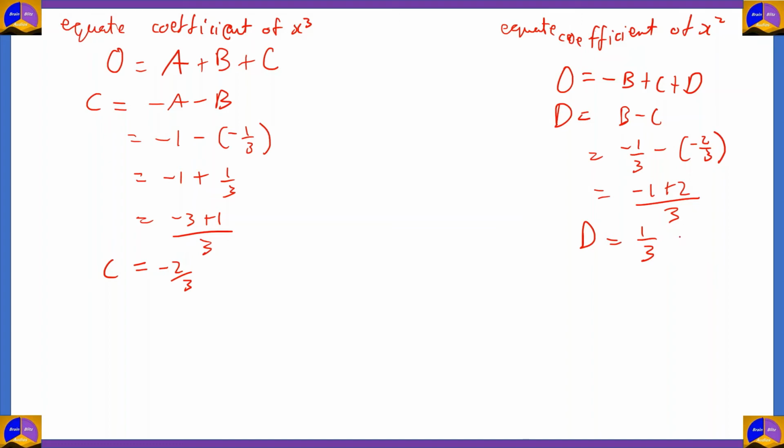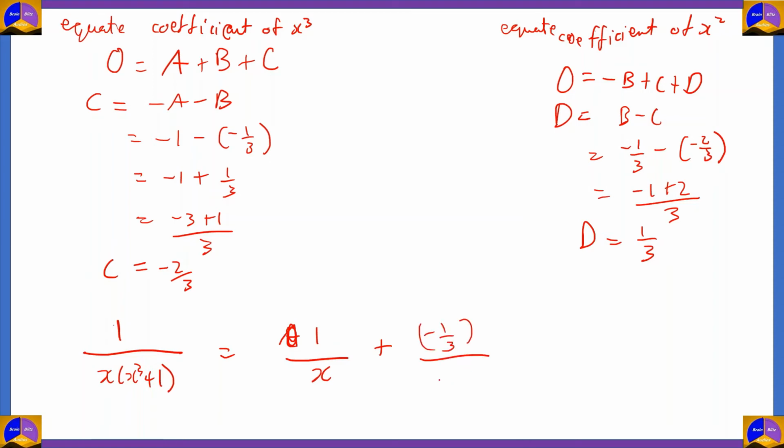So we know the value of all of the 4 constants. Let's put them in our equation. So 1 divided by x times x cubed plus 1 is now equal to 1 by x plus minus 1 by 3 divided by x plus 1 plus minus 2 by 3x plus 1 by 3 divided by x squared minus x plus 1.